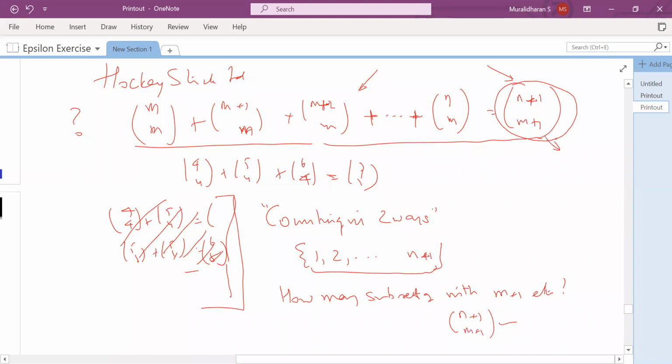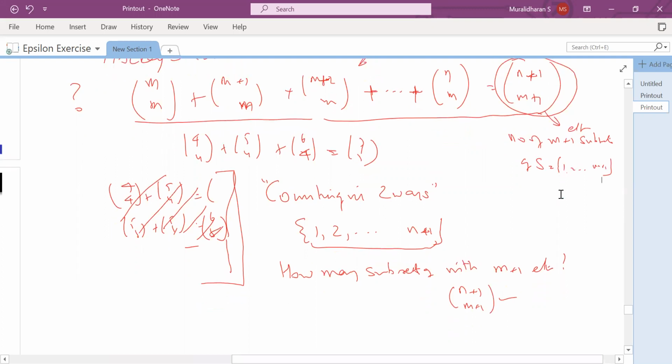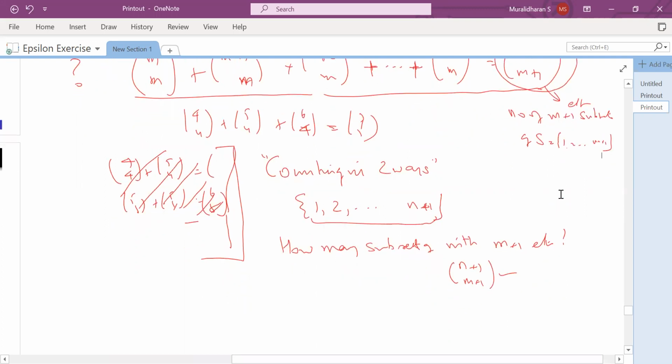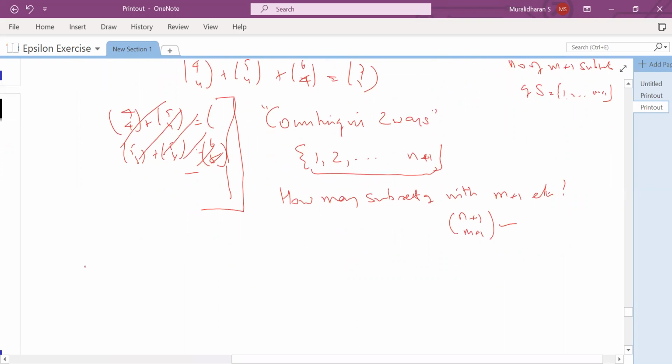So this is equal to the number of m plus 1 element subsets of this set, say S equal to 1, 2, etc., up to n plus 1. Okay. Now I'm going to count the same thing in a different way. Suppose I have A, a subset of this, which contains m plus 1 elements.